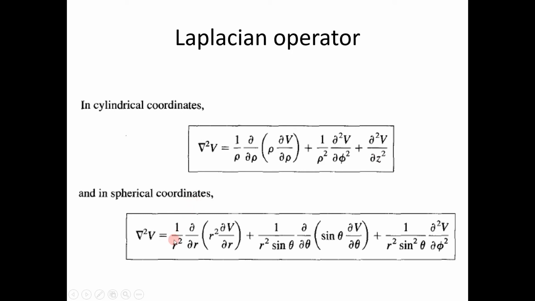Spherical coordinate is even more complex: 1 by r square dou by dou r of r square dou V by dou r, plus 1 by r square sin theta dou by dou theta of sin theta dou V by dou theta, plus 1 by r square sine square theta dou square V by dou phi square. So this is the Laplacian operator for the three coordinates.